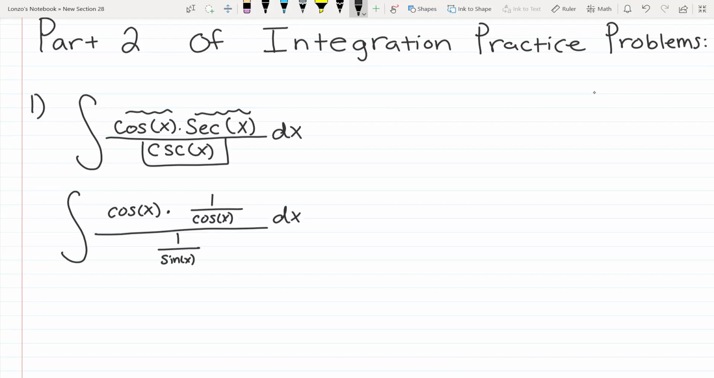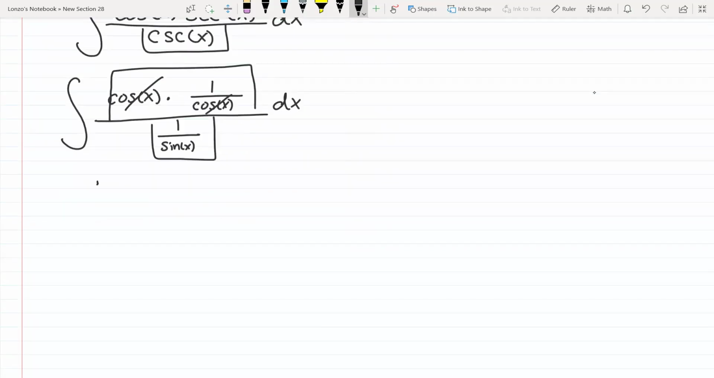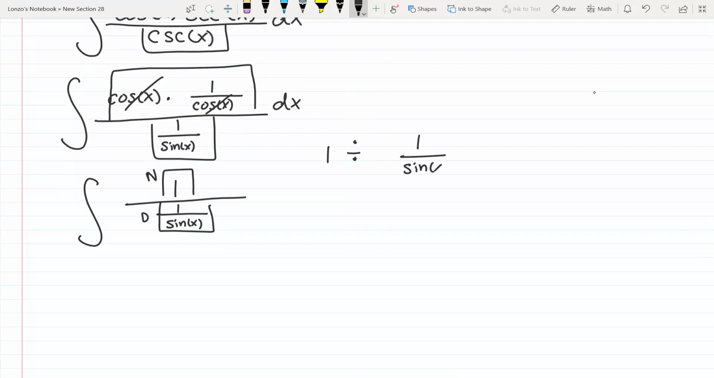Okay, so what you would do is multiply. This is your numerator, and this is your denominator. So we have a complex fraction. Cosine x cancels, so you're just left with 1 over 1 over sine x. So we definitely have a complex fraction. This is your numerator. This is your denominator. So let's fix it up. We can rewrite this as 1 divided by 1 over sine x. Cross multiply. So 1 times sine x is sine x. 1 times 1 is 1.